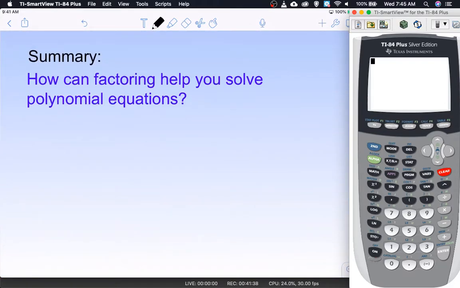And summary. So how can factoring help you solve polynomial equations? Factoring like we did in this lesson, how can that help us solve equations? Go ahead and pause the video, think about it.